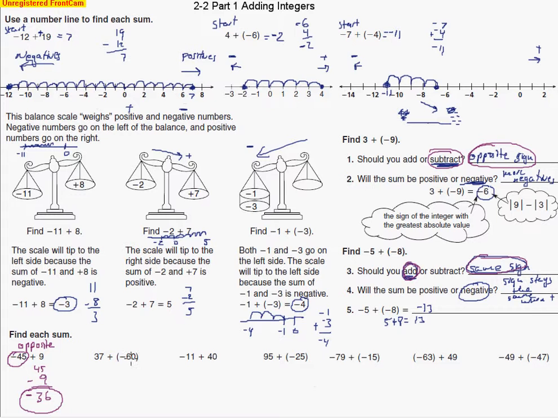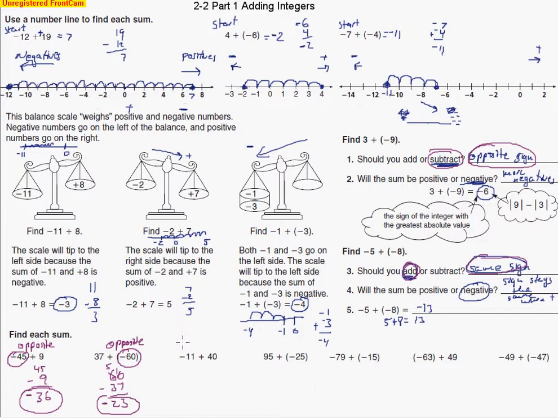What do we do here? 37 plus -60. They're opposite signs. Opposite signs mean that we're going to subtract. So we do 60 minus 37. So you subtract those numbers, borrow a bit, and we end up with 23. Now, is it negative or positive? Which one has more? Well, there's more negatives, so it's negative 23.